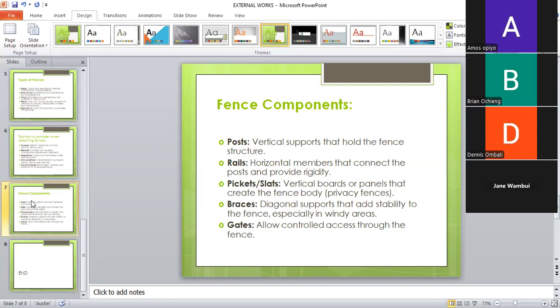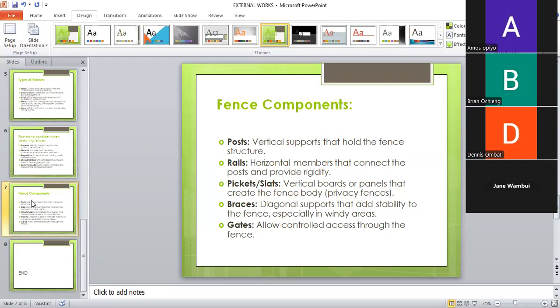The third one, we have pickets and/or slats. These are the vertical boards or panels that create the fence body, like in a privacy fence. If you are using timber fencing, they're the boards, the timbers you put across for privacy.